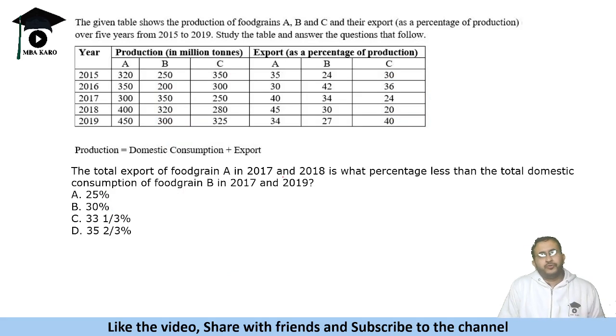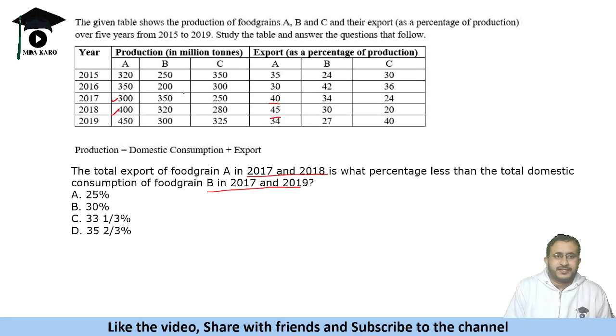The total export of food grain A in 2017-18 is what percentage less than the total domestic consumption of B in 2017 and 19? The domestic consumption of B is 66 and 73. So we need to calculate these.